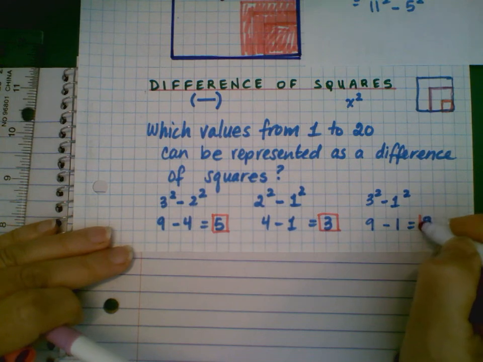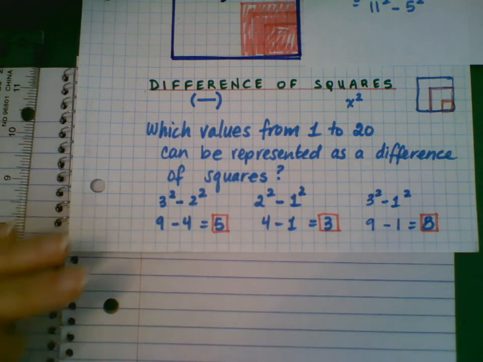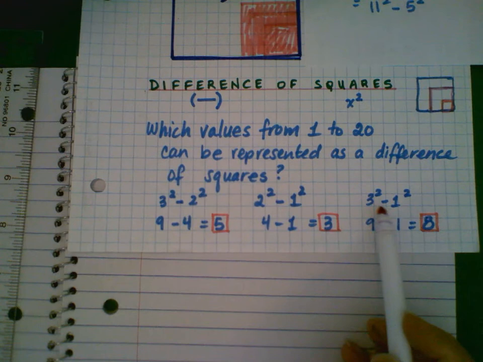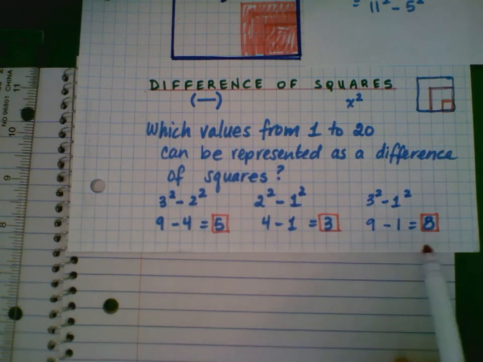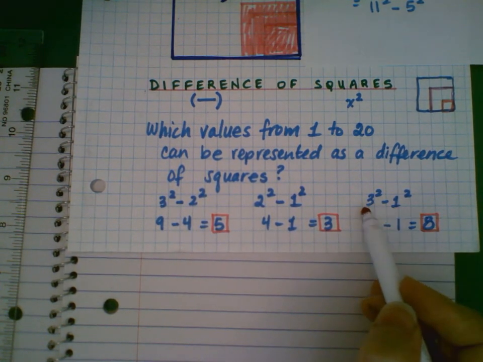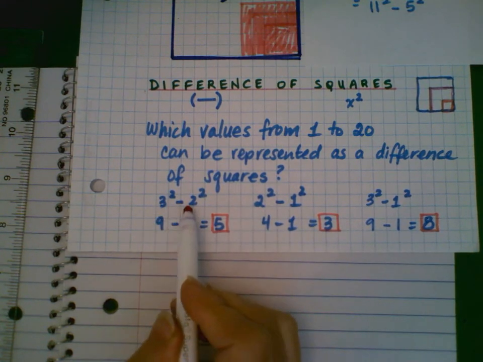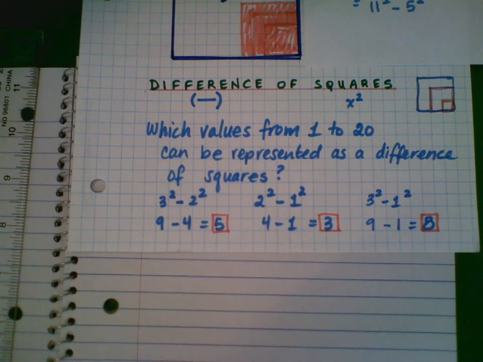So a couple things I want you to notice is that when you do a difference of squares, it isn't necessarily an odd number. You can see here I've got an even number. And the squares don't have to be 1 apart. So I started with 3, 2, and then 2, 1, but it's possible to skip values in between. So you could do, I don't know, 5 squared minus 2 squared, for example. That would be fine. Okay, so your challenge is to figure out which values from 1 to 20, or how many of them, can be represented as a difference of squares. Good luck to you.